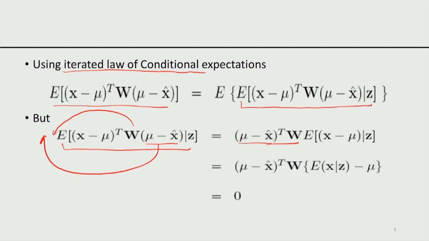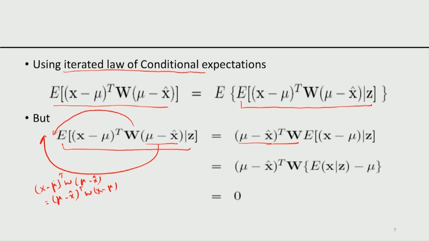Please remember what we have used in here. (x minus mu) transpose W (mu minus x hat) is also equal to (mu minus x hat) transpose W (x minus mu), because W is a symmetric matrix and this quadratic form is a scalar.